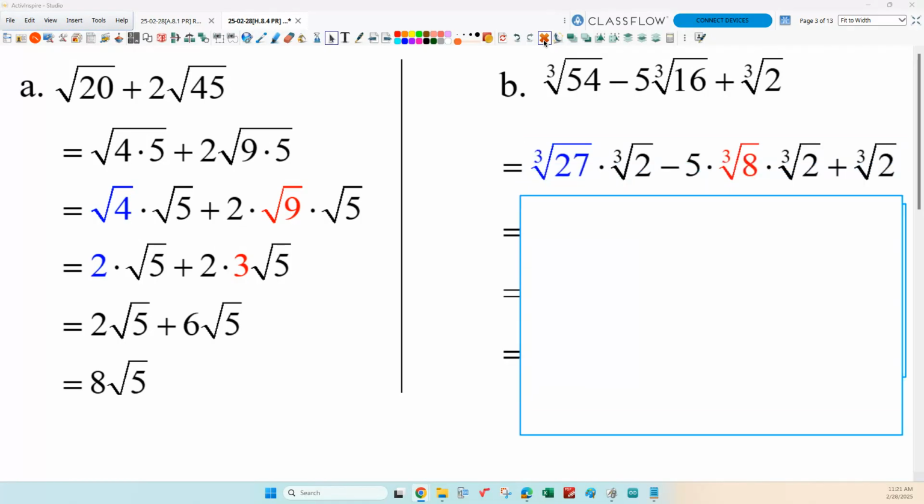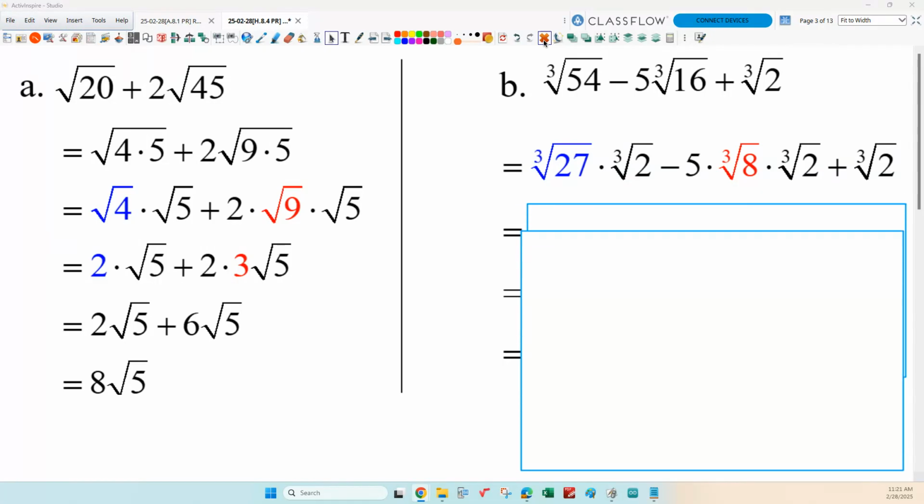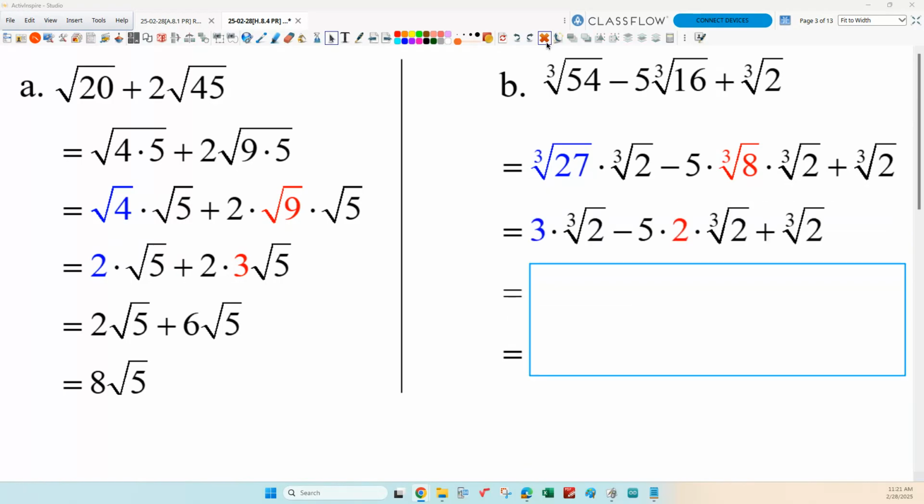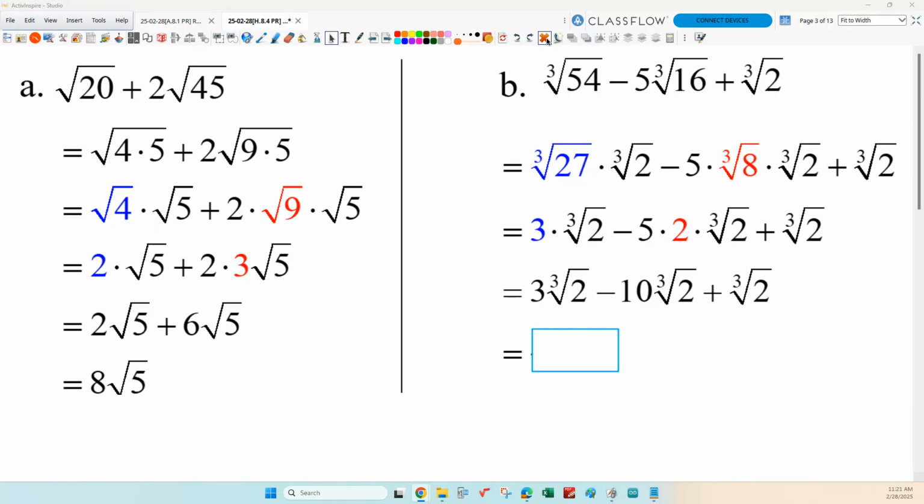Okay, so we get something like that, don't we? Cube root of 27 is 3. Cube root of 8 is 2, right? So then what do we get? I get 3 times the cube root of 2 minus 10 times the cube root of 2 plus the cube root of 2. So how many cube roots of 2 do I have? -6. Yeah, -6 cube root of 2.